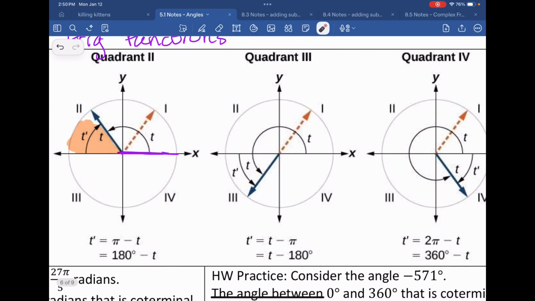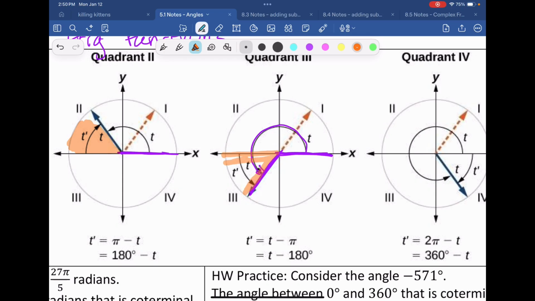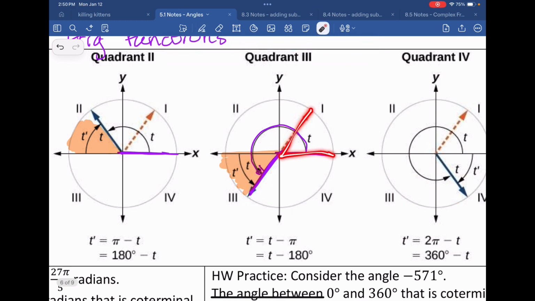In quadrant 3, here's your actual angle. So all of this is your actual angle. Your reference angle is between the x-axis and the terminal side. It is always x-axis and the terminal side. So kind of what they're showing you on this one is that this angle is congruent to this one because they're vertical. So this measure equals that measure. Okay, mathematically, this time it's your angle minus pi.